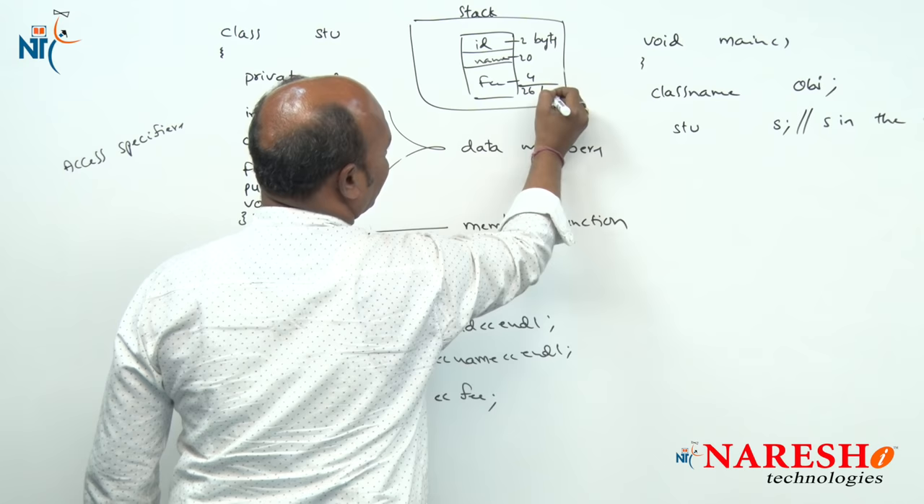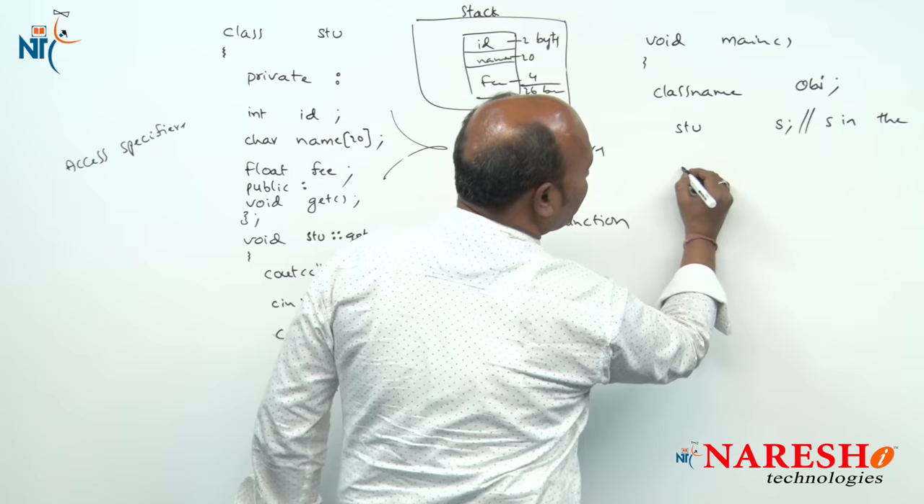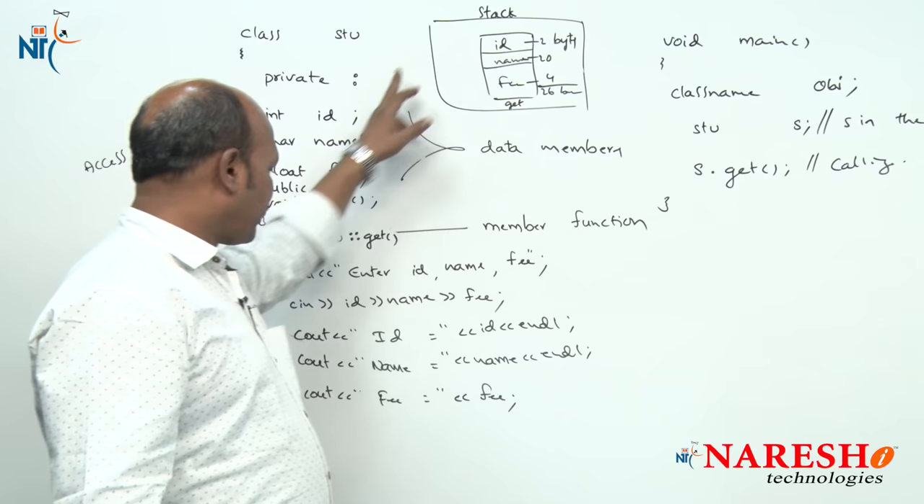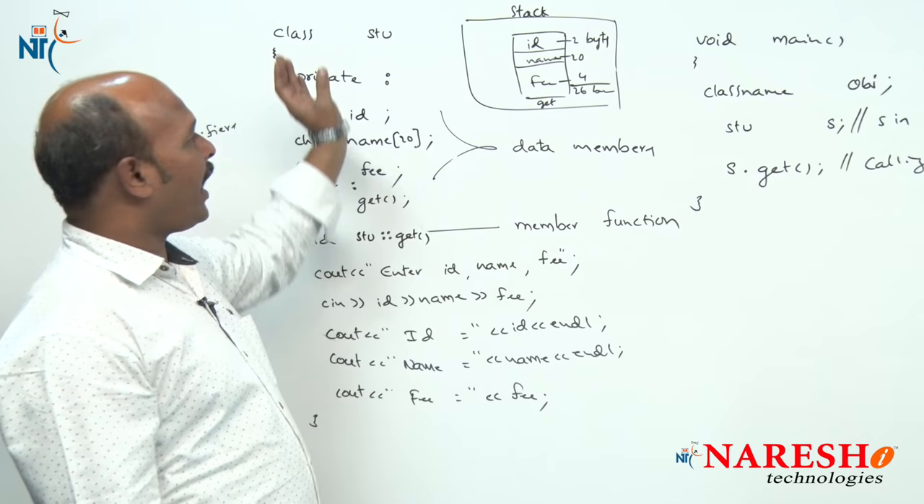And get function is there. Now I am going to call like this, s dot get. It is called what? Calling. That's it. Now program close. When this function is called, get is going to call this one and it is going to read and print the data. It is how to access the class members.